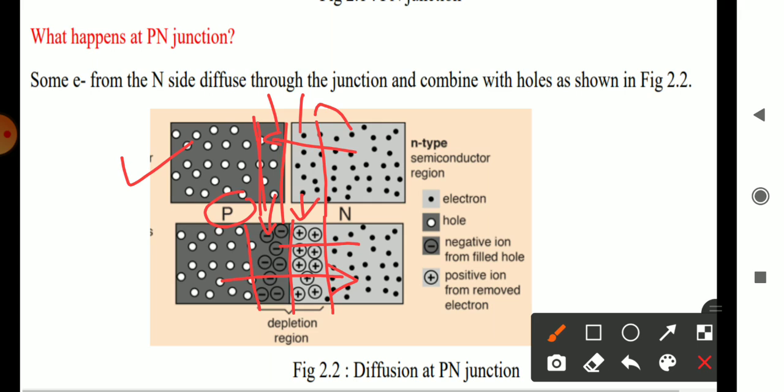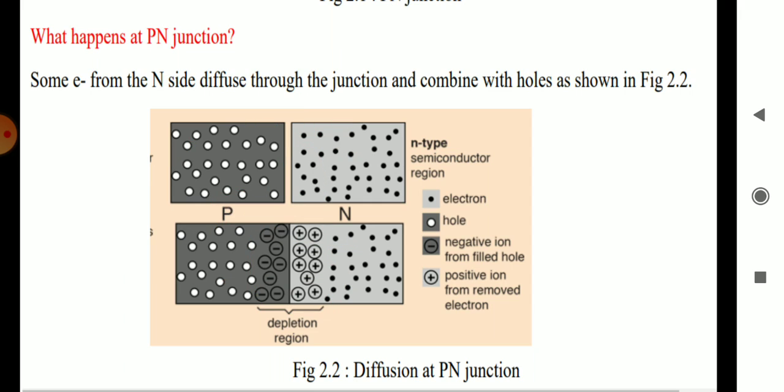So the current which is produced because of the diffusion of non-uniform charge carriers, that current we are calling a diffusion current. So that diffusion current is from P to N, as well as an electron diffusion current from N to P.